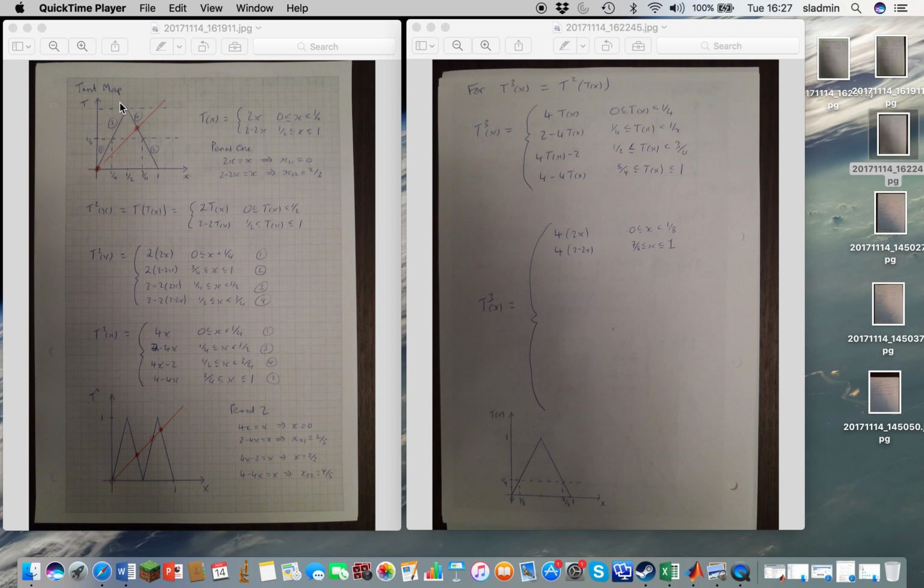So here we have the tent map, which is given by T(x) is 2x and 2 minus 2x for these range of values here. And we want to determine the fixed points of period 1.